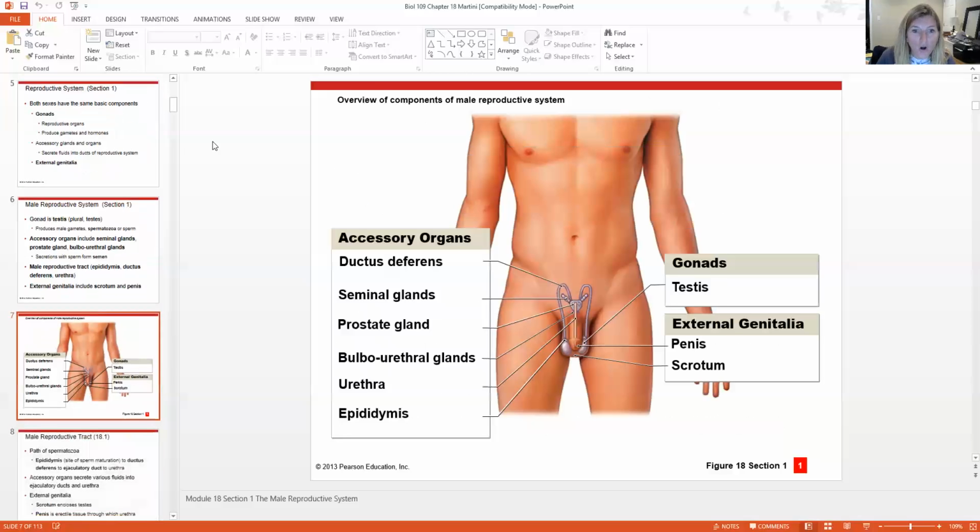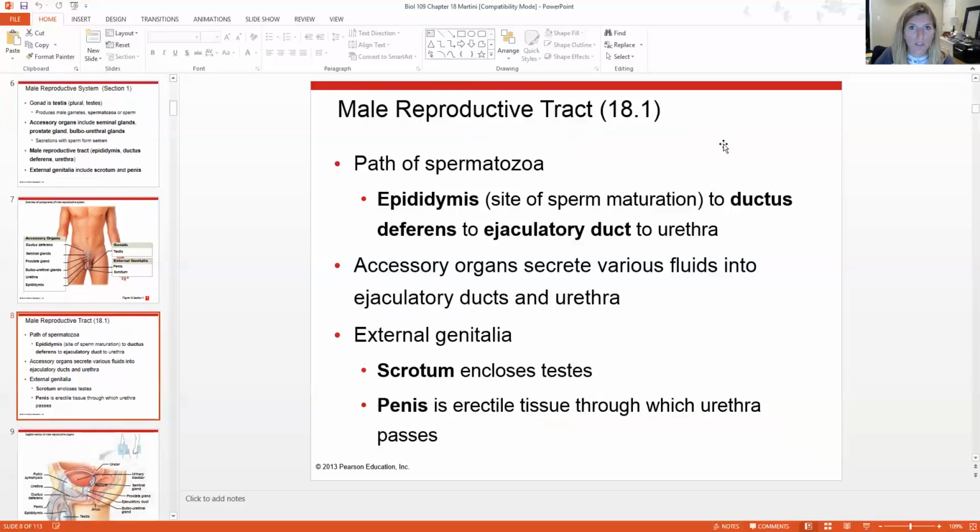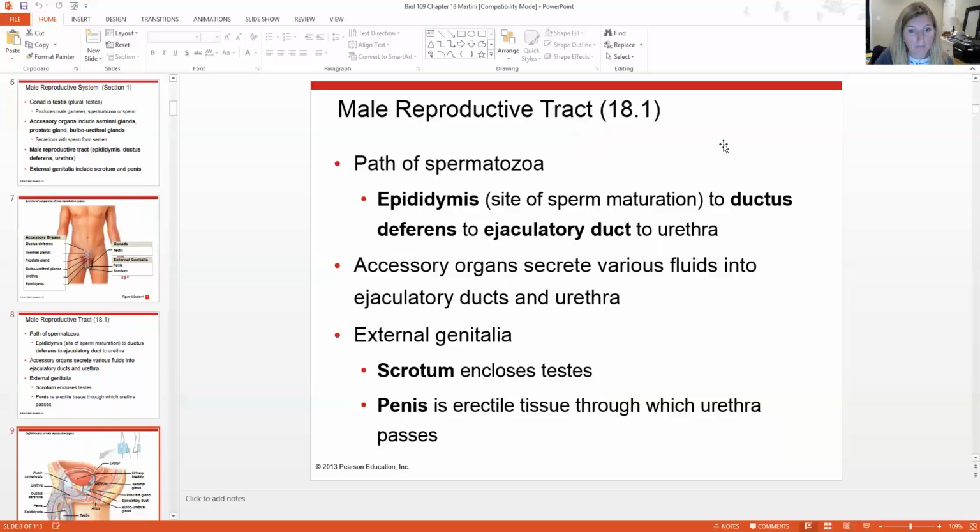There you see all of the accessory structures, the gonads, the external genitalia, and we'll get some more close-up views so you can see how everything is interrelated in there. The path of the sperm: it flows from the epididymis, which is the site where the sperm are forming, into the ductus deferens, into the ejaculatory duct, and then into the urethra. The accessory organs are secreting various fluids into the ejaculatory ducts and the urethra, and then the external genitalia, the scrotum, encloses the testes, and the penis is the erectile tissue through which the urethra passes.